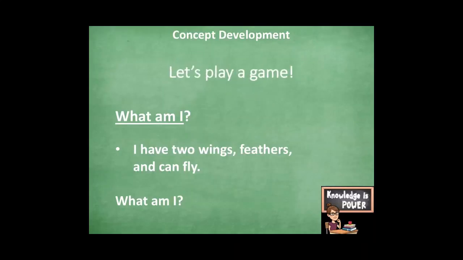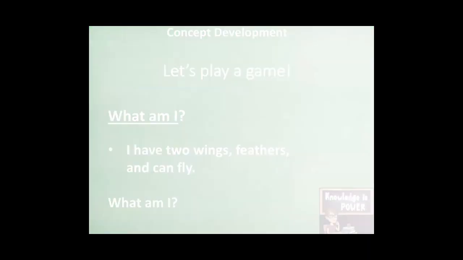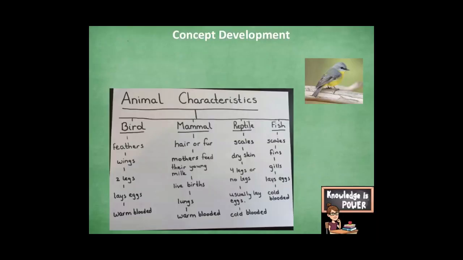So let's play a game. What am I? I have 2 wings, feathers, and I can fly. What am I? Yes, a bird. Look for the characteristics of a bird on the left side of the chart. See, you can find feathers, wings. Birds have 2 legs, they lay eggs, and they're warm-blooded. Scientists use charts like these to categorize animals. We're going to use this chart to practice that as well.